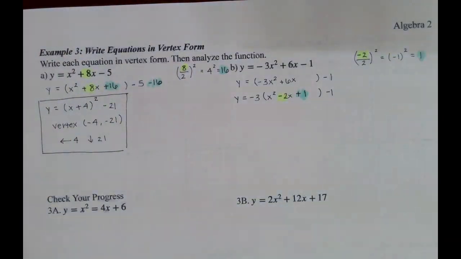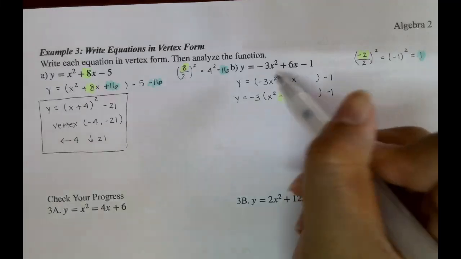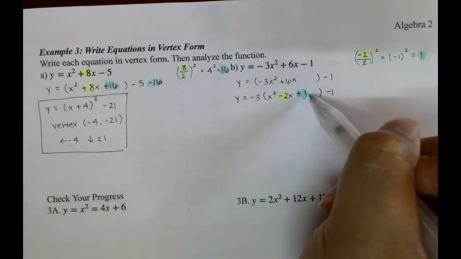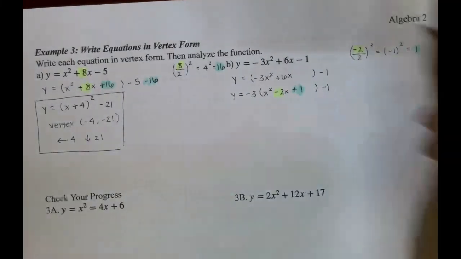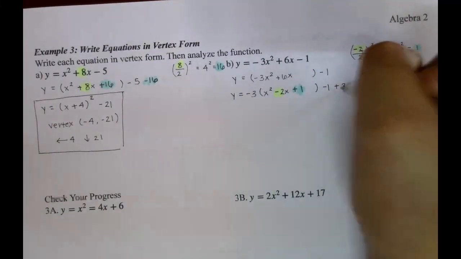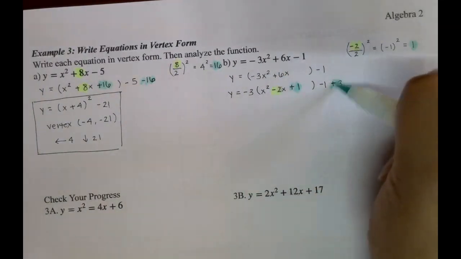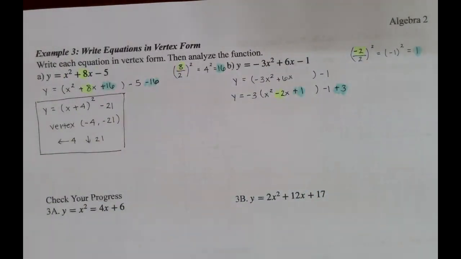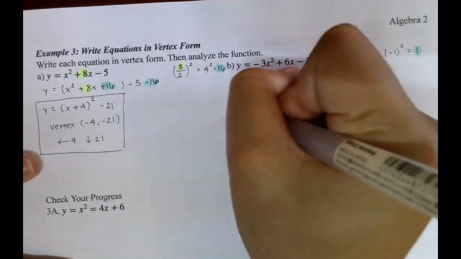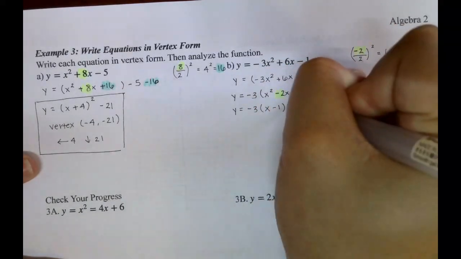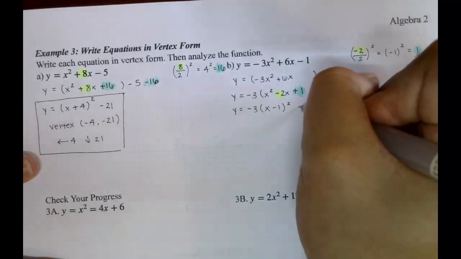Because remember, this is actually negative 3x squared. This is really 6x. So here I actually did a negative 3. So to balance it out, I'm going to put a positive 3, right? Because this is negative 3 plus 3. It will cancel out to be 0. Right? Then I'm going to factor. So this becomes x minus 1 squared. Negative 1 plus 3 is 2.